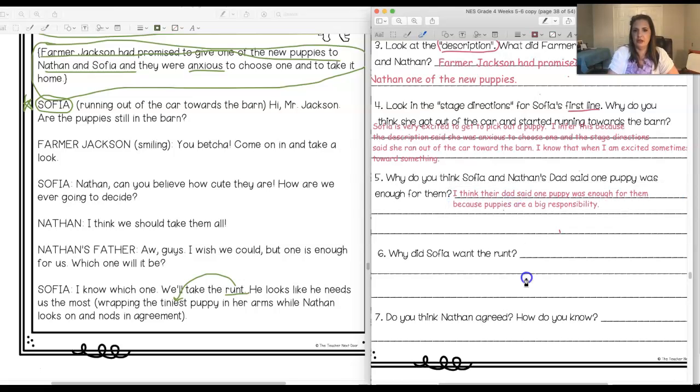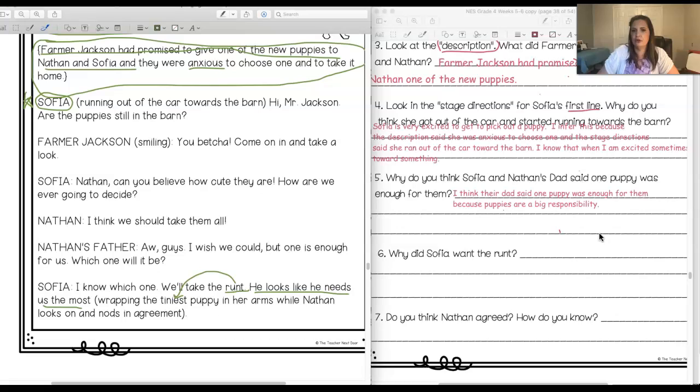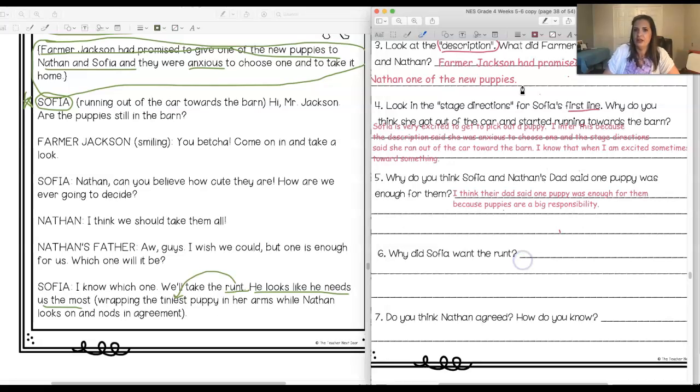Question 6. Why did Sophia want the runt? Look for your clues, take your schema, and when you're ready and you've written your sentence, push play. Okay, if you go to the last line, when Sophia's talking, she says, he looks like he needs us the most. And in the stage directions, it says Nathan looks on and nods in agreement. So her brother agrees with her. So why did they pick the runt?